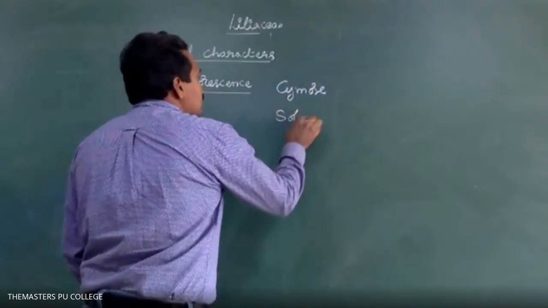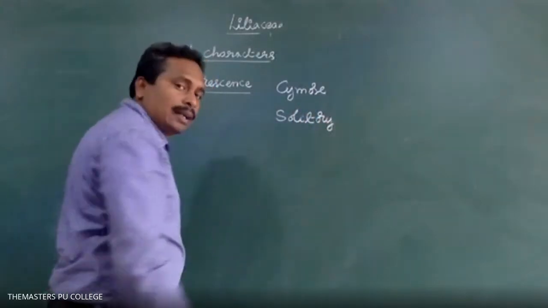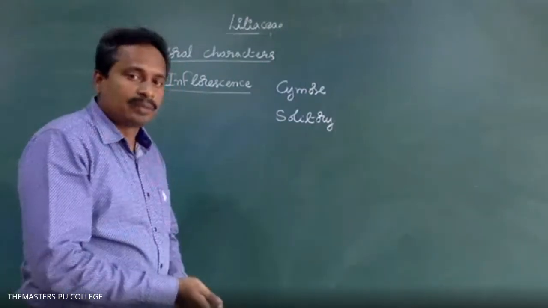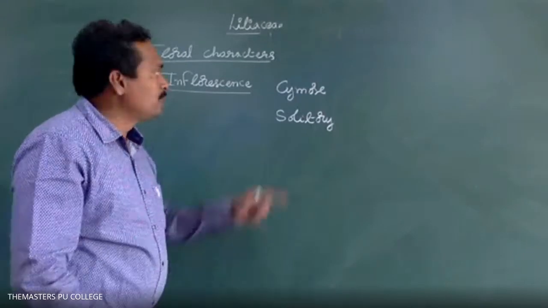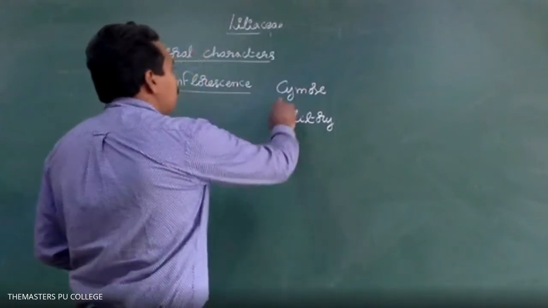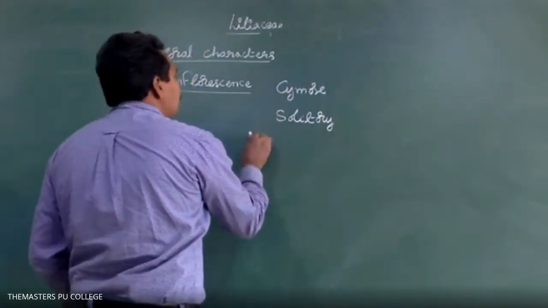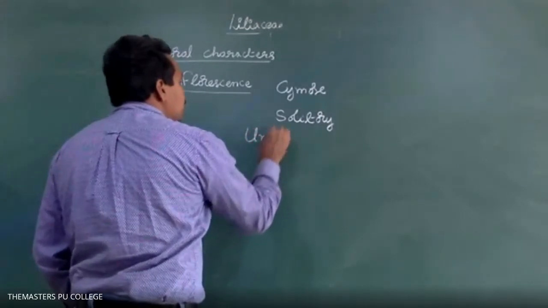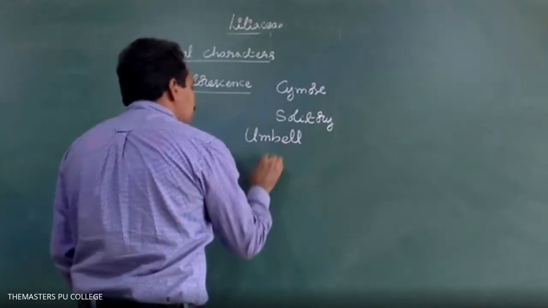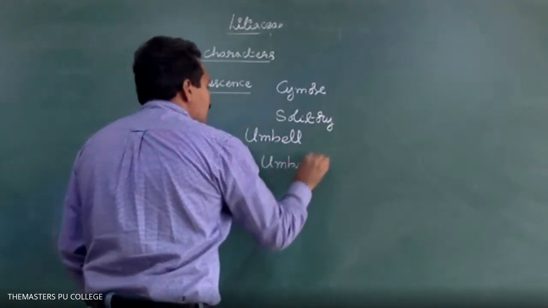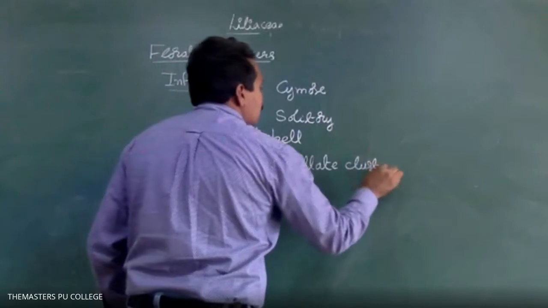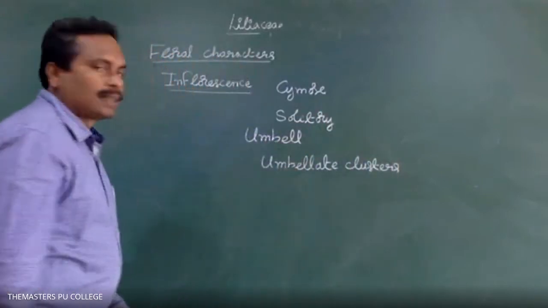Solitary. You already know very well about inflorescence. We have learned about cymose, racemose type of inflorescence and solitary. You are familiar with these terms, cymose and solitary. In some of the plant species, umbel inflorescence, umbellate clusters.